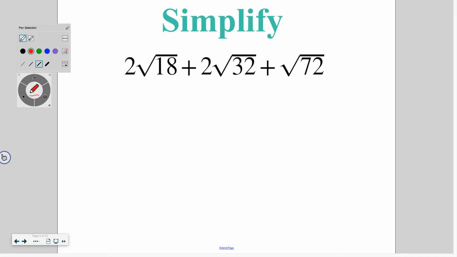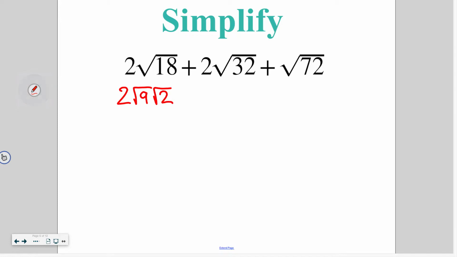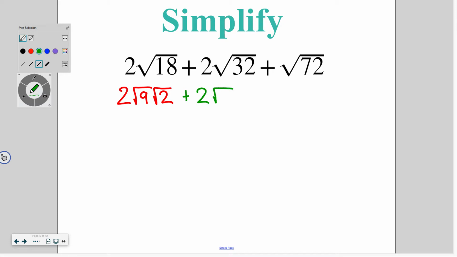So I'm going to take 2 square root of 18 and break it into 2 square root of 9 square root of 2. So using that concept we had yesterday of breaking up and dividing by perfect squares. So then I'm going to look at the next piece and I'm going to say plus 2 square root of 16 square root of 2.